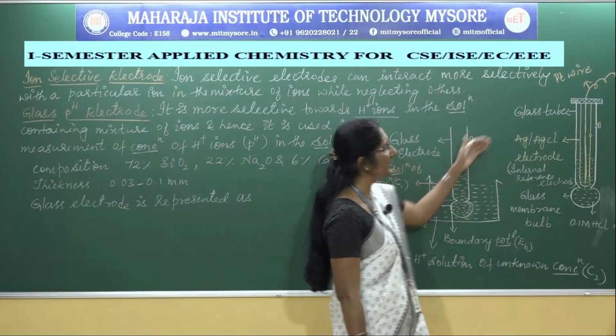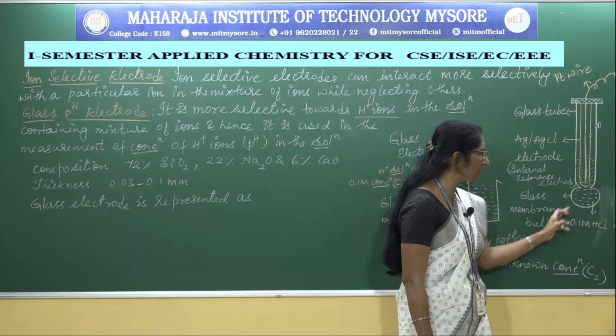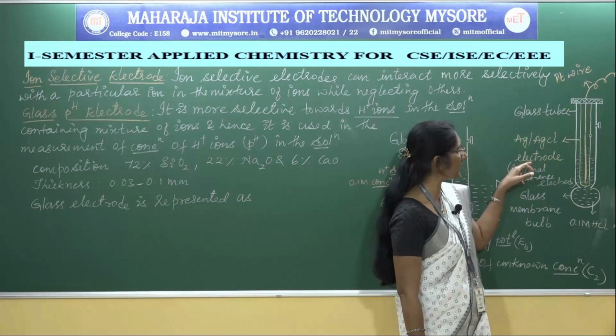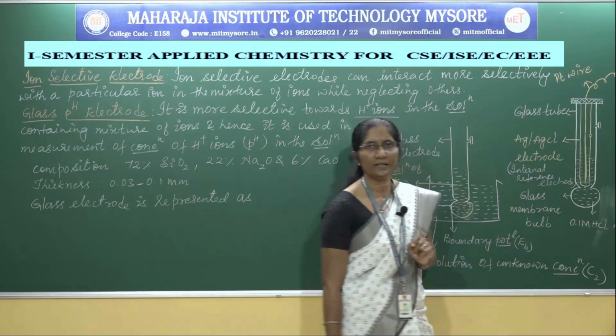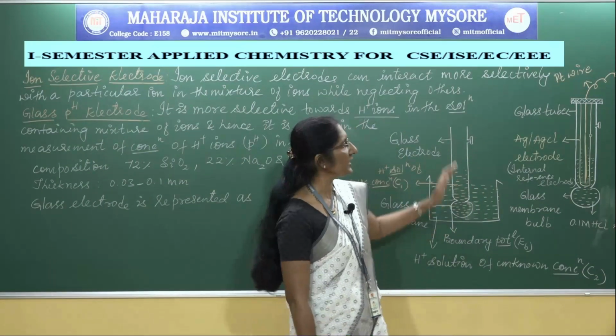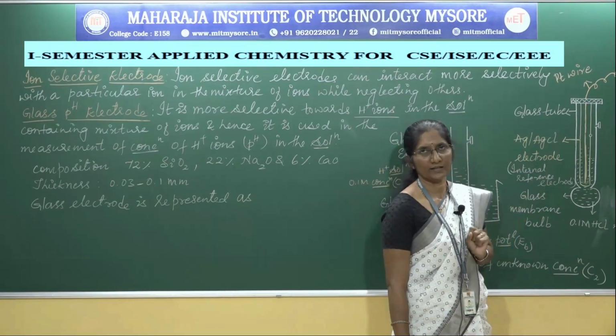The glass pH electrode consists of a long glass tube having a small glass membrane bulb at the bottom, and a silver chloride electrode is inserted in this. This electrode acts as an internal reference electrode and is used to measure the boundary potential. It is also used to connect this electrode with other electrodes.